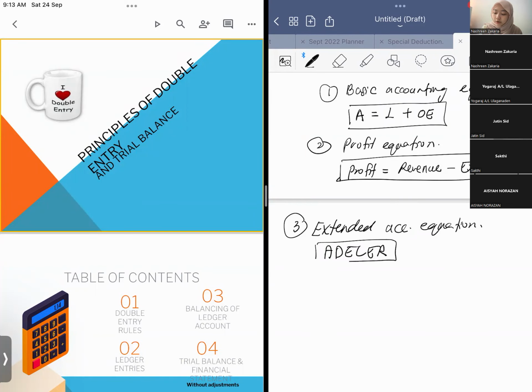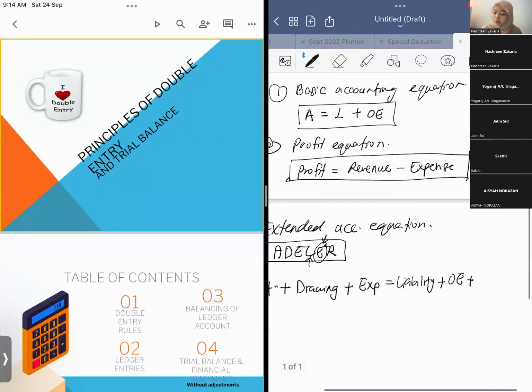So this is the acronym for the accounting equation, which A stands for asset, plus D is drawing, E here is the expenses, equals to L here is liability, plus E over here is owner's equity. So I put it OE, plus with the last one, the revenue. R here is the revenue.